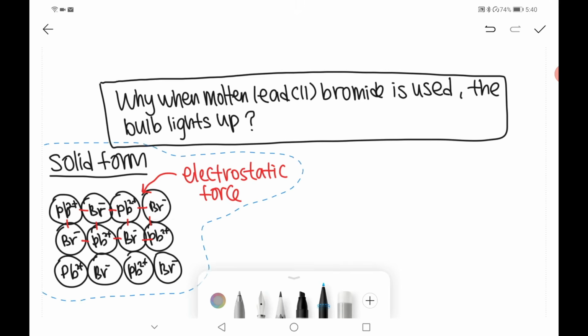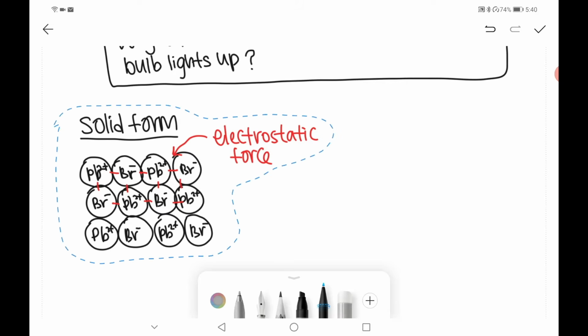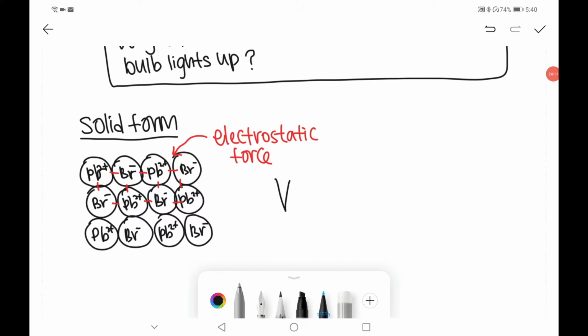So in solid form, all the ions cannot move freely and they are attracted by electrostatic force. Versus what happens when we have molten form, meaning melted? When it's melted, what is happening?